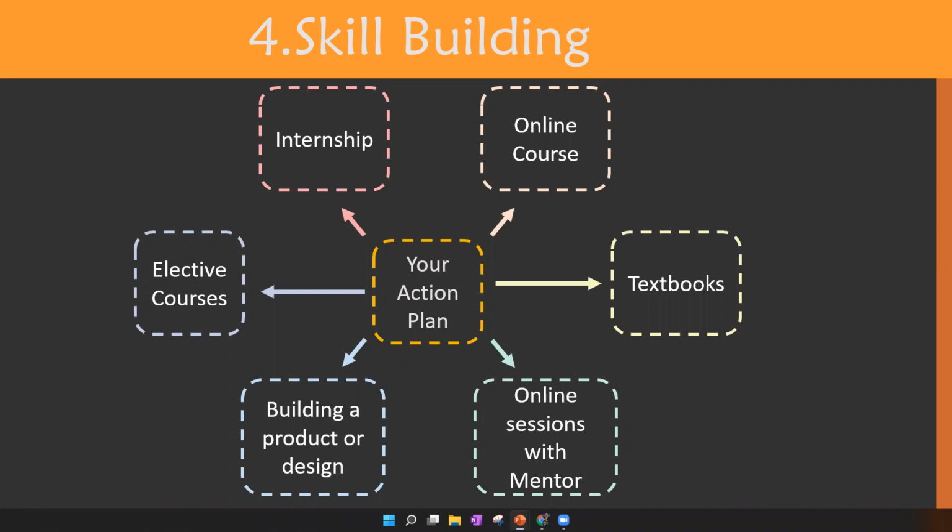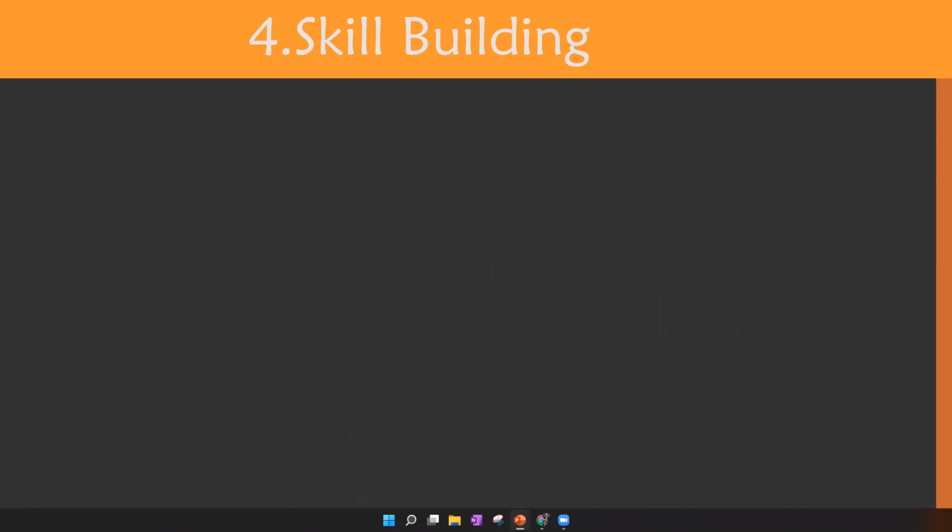So, I mean, everyone knows that these are different ways you can acquire knowledge and make your weaknesses into your strengths. I'm going to touch upon just a few items here in the next slide. I'm going to talk about the online course, the textbooks, and the projects.